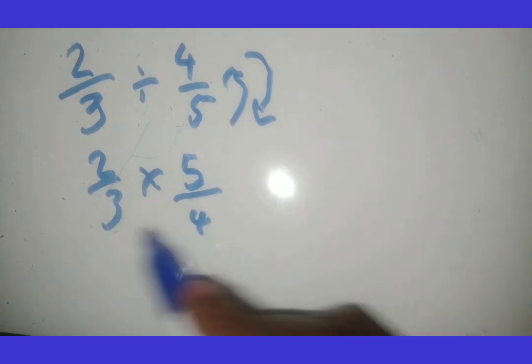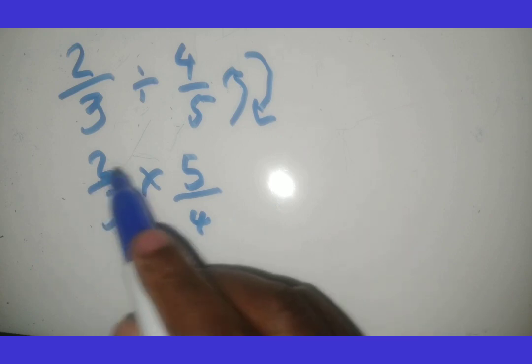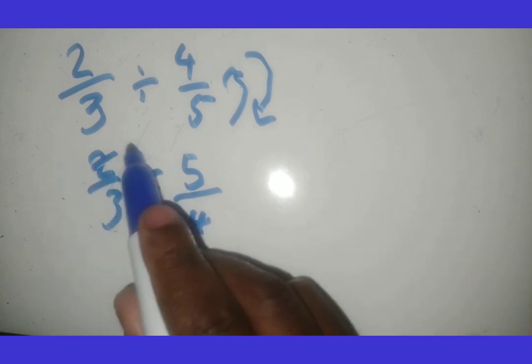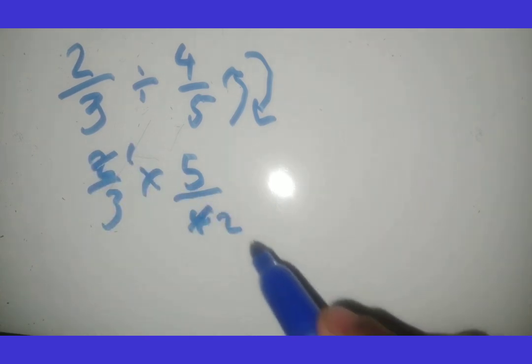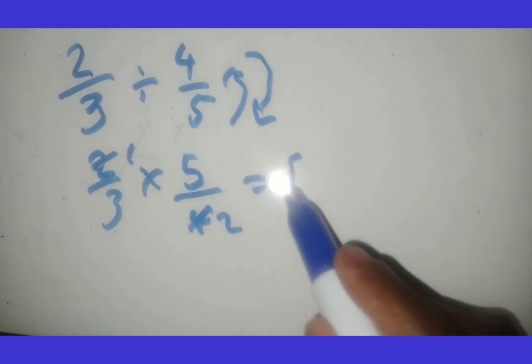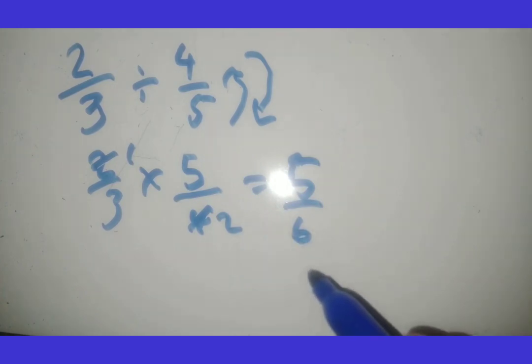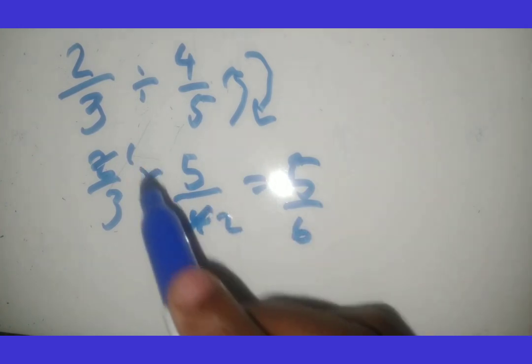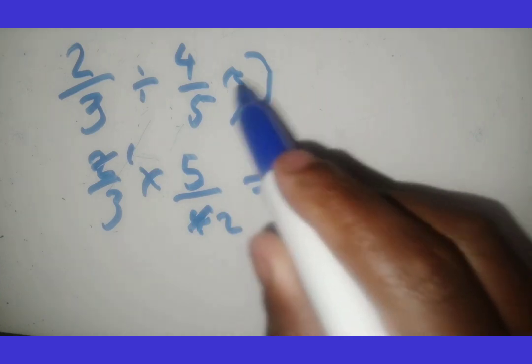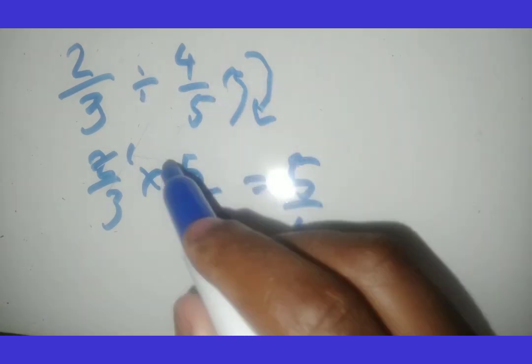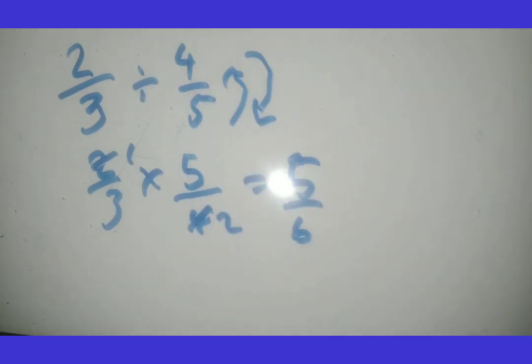So we can of course multiply, but my advice is check if something can cancel. 2 into 2 is 1, 2 into 4 is 2, right? So then 1 times 5 is 5, and then 3 times 2 is 6. So that's what we have. So division, you change it. You switch the second fraction, then the division sign becomes multiplication. Then you are done.